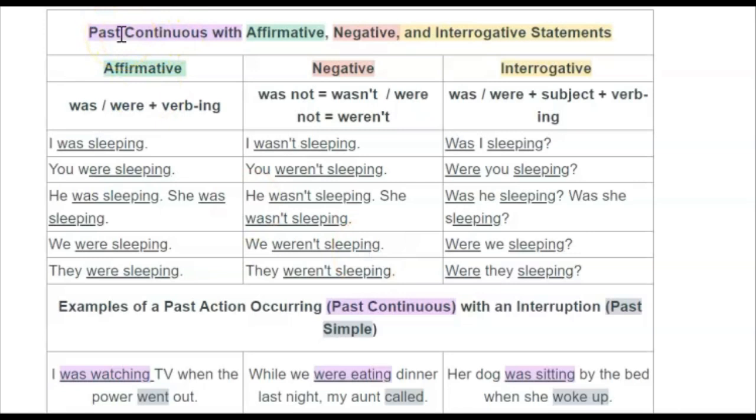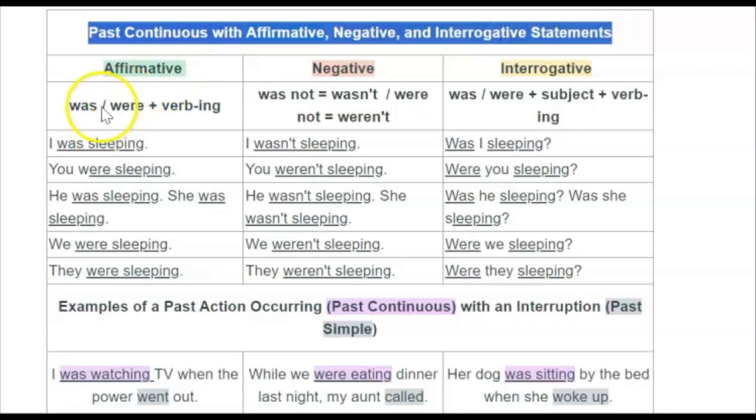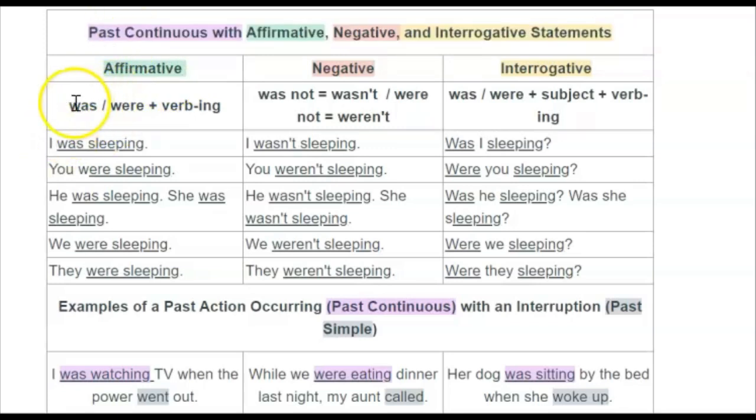Now let's look at some more examples: past continuous with affirmative, negative, and interrogative, or question, statements. With the affirmative, it's was or were plus the verb and -ing, probably an easier way to remember than the present participle. I was sleeping, I wasn't sleeping, or was I sleeping? You were sleeping, you weren't sleeping, were you sleeping?